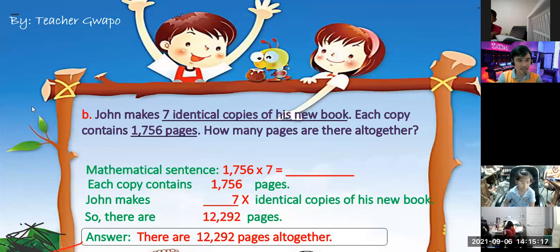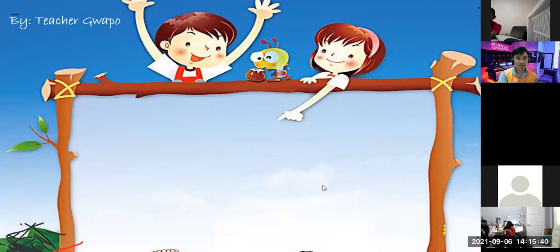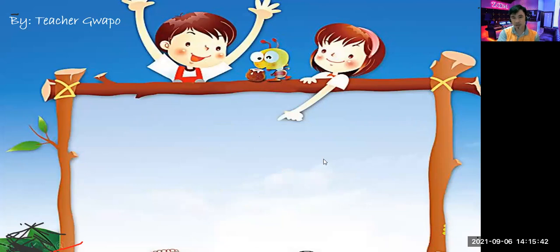Are you finished? Nana is finished, right? Okay. Now letter C. In letter C, what is the story all about? Letter C is about the cars. Maybe most of you like to have a car.